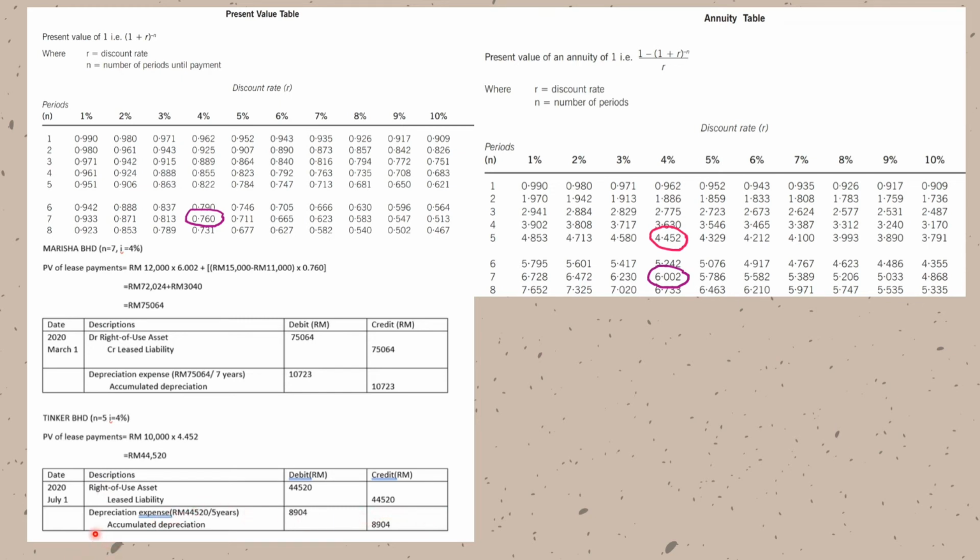And then we must find the depreciation expense. We have to take this amount, divide with the lease term, which is 5 years, and we got 8,904. And we credit accumulated depreciation the same as depreciation expense.